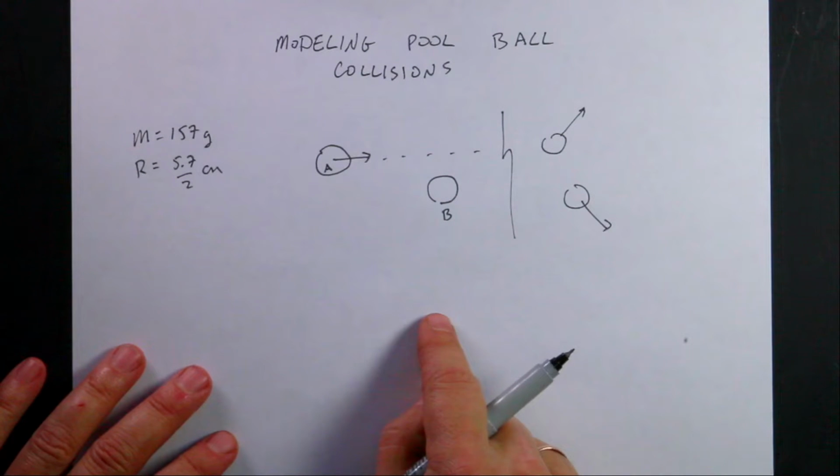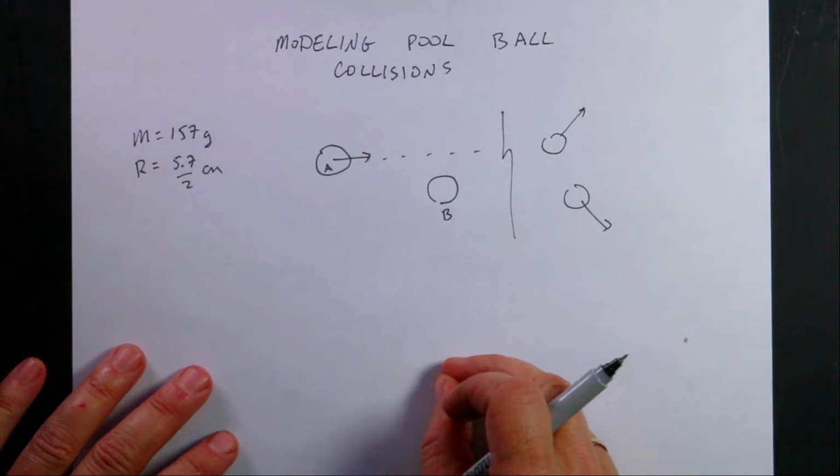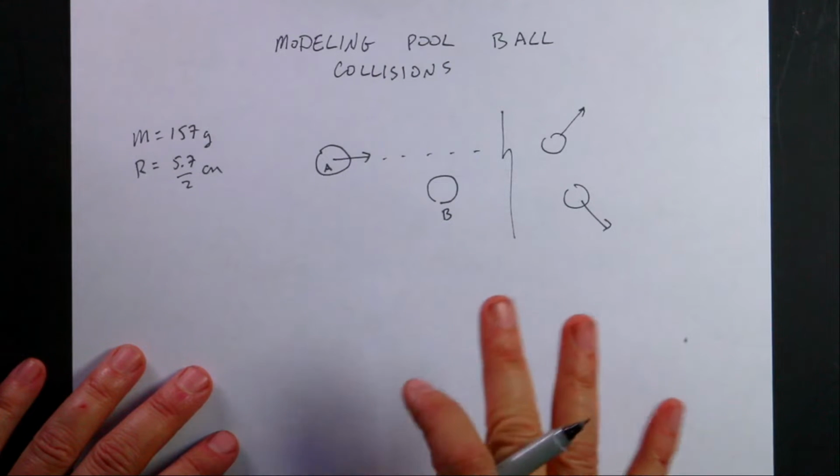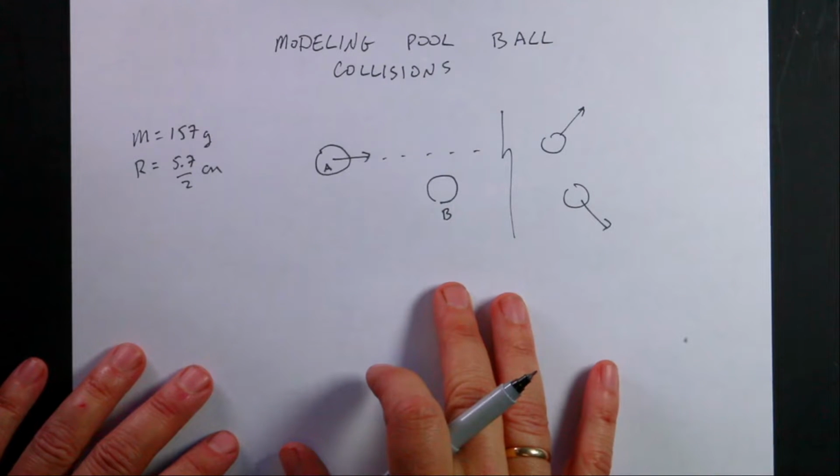Okay, I want to show you how to build a model for colliding pool balls. I'm going to go over the physics fairly quickly so we can focus on the Python stuff. And there is more than one way to do this, but this is the way that's fun, okay? The fun way to do it.